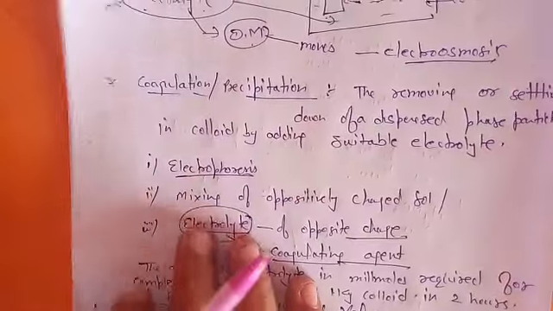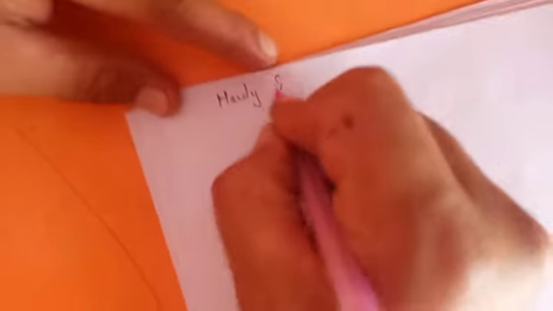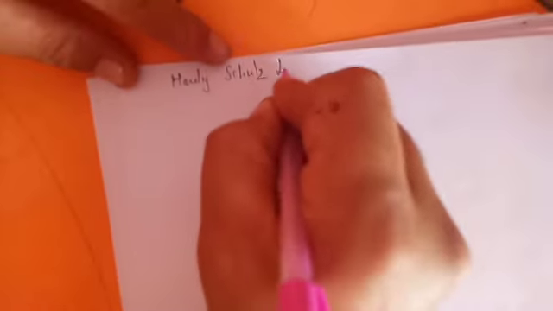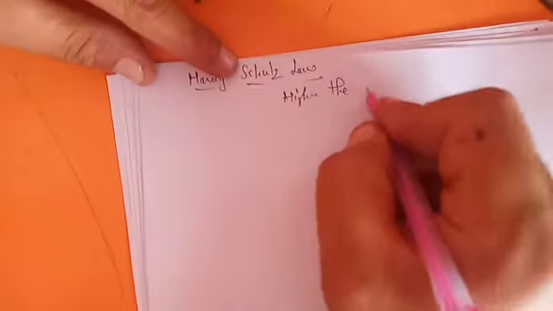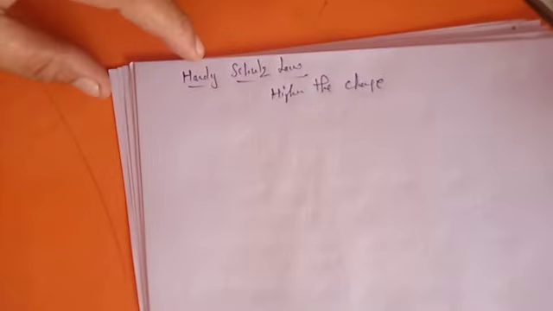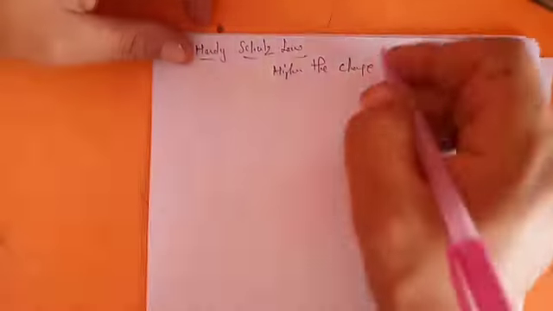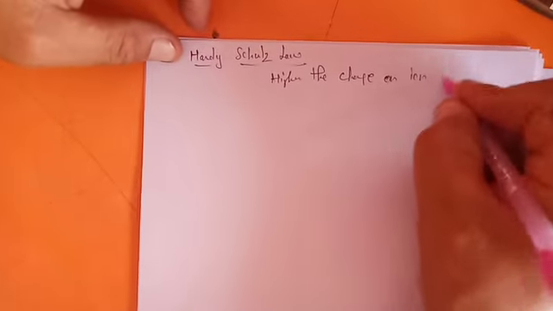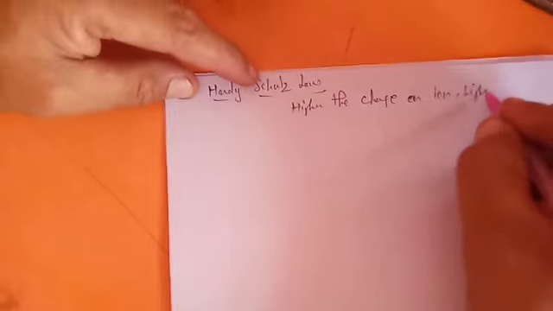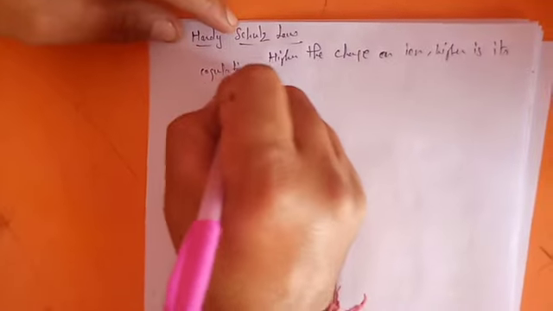However, the coagulating power is also explained by the Hardy-Schulze law. What is it saying? Higher the charge on the ion, higher is its coagulating power, because it will be able to neutralize more.